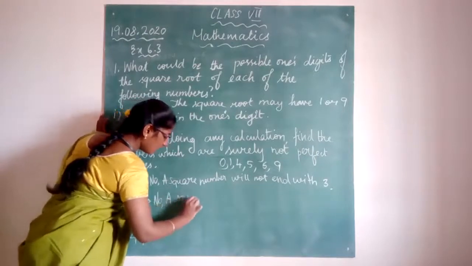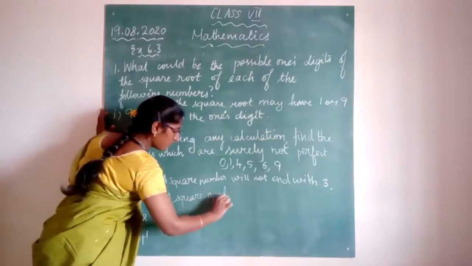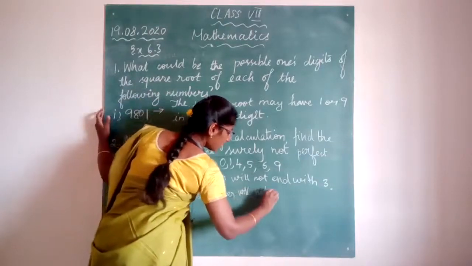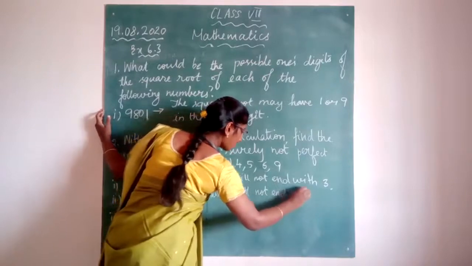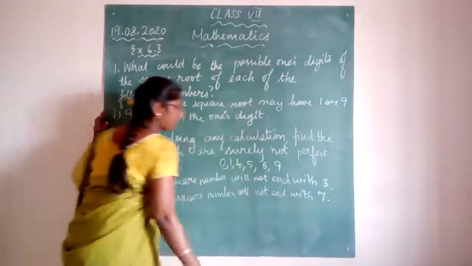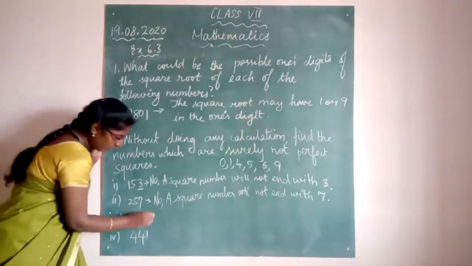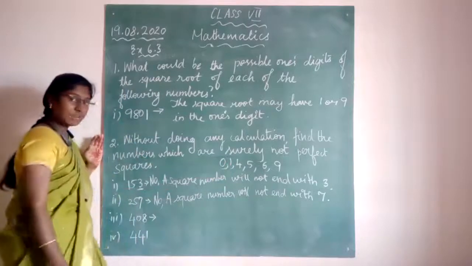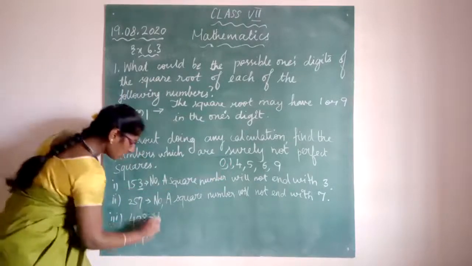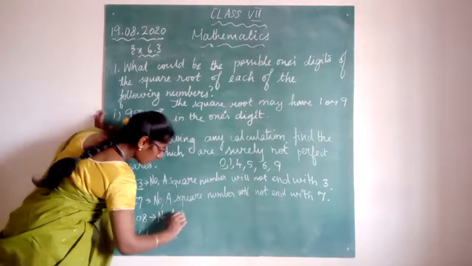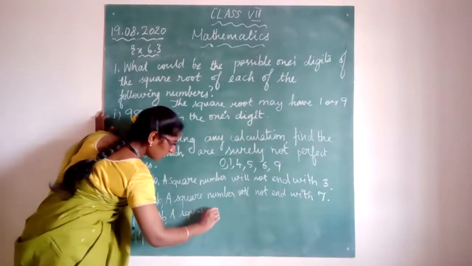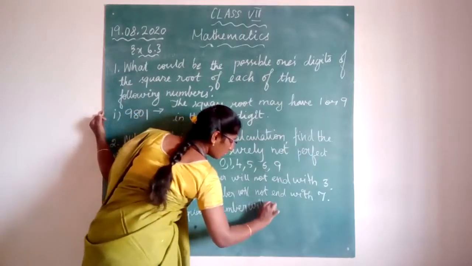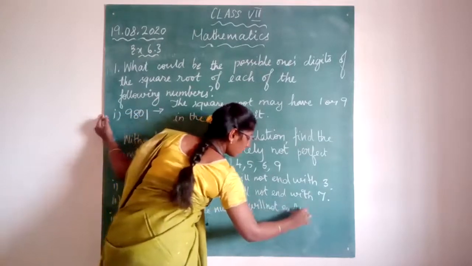A square number will not end with 7. Okay, next, 408. So 408, is there any possibility for a square number to end with 8? No. So here also you will write the same thing. No, a square number will not end with 8.